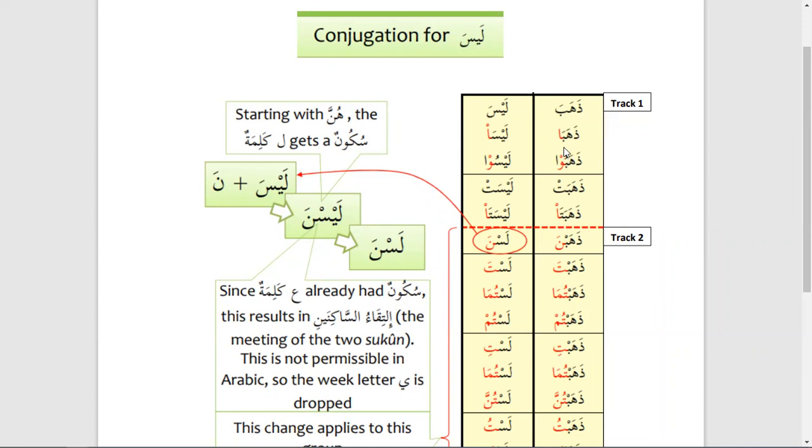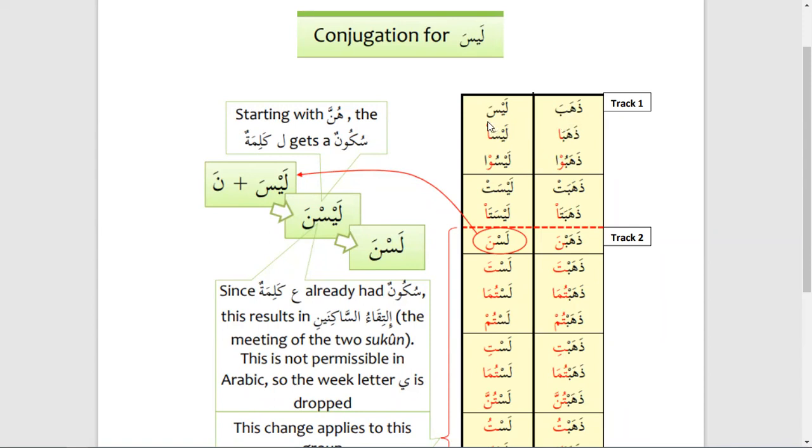And for 2, we will say dhahaba, and this alif, as it is colored, represents 2. So dhahaba, both of them went. And for more than 2, the plural will be dhahabu. And basically, the waw here represents the plural. Alif is extra. So dhahabu, they all went. So dhahaba, he went. Dhahaba, both of them went. And dhahabu, they all went. Now we are done with the masculine, right? Third person masculine.